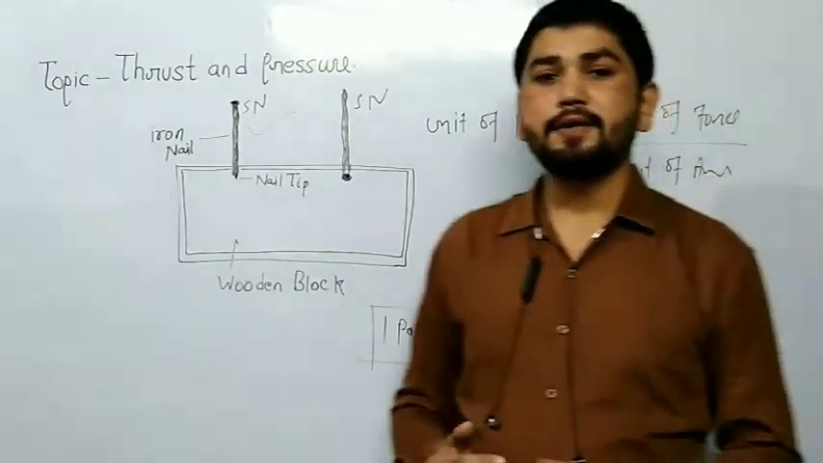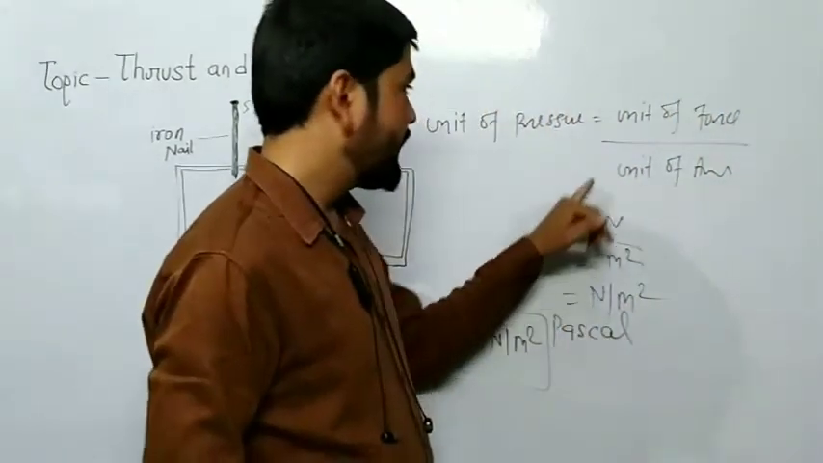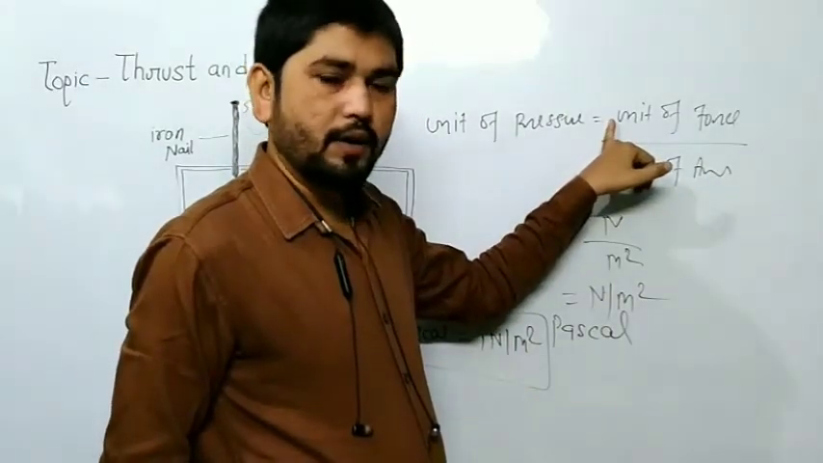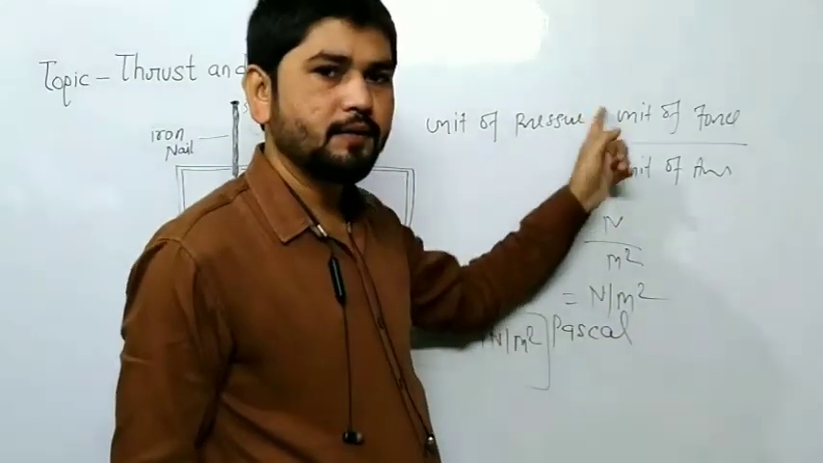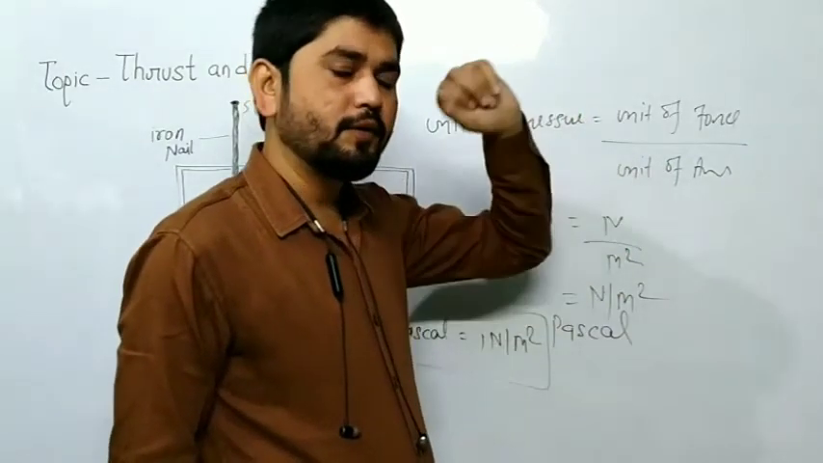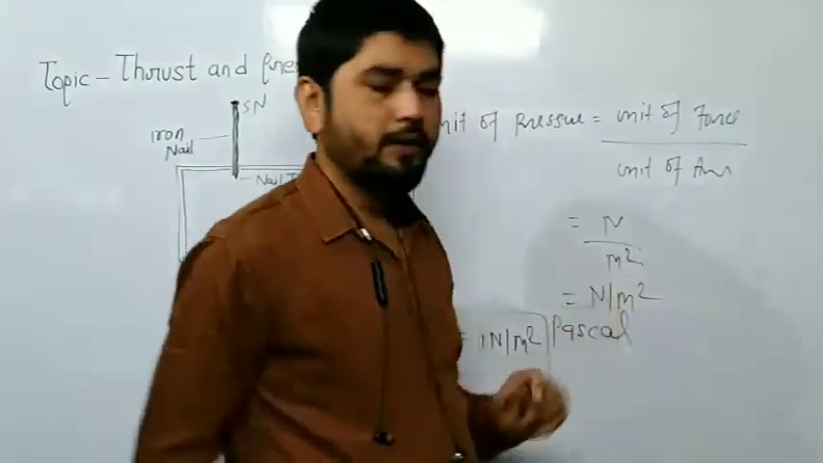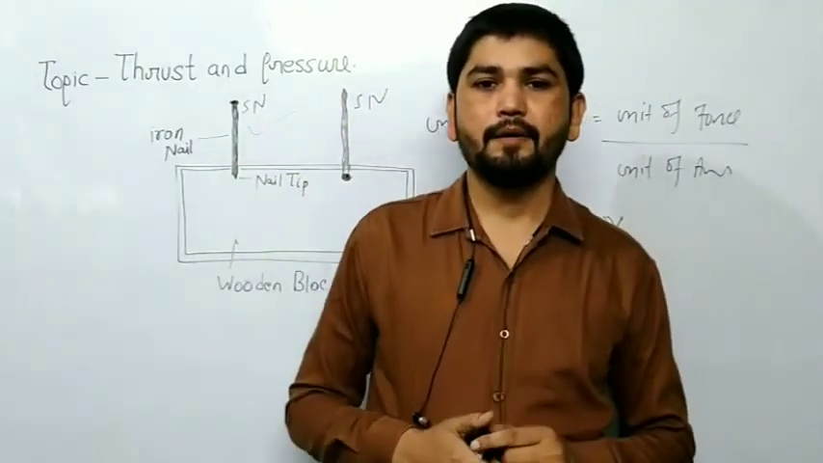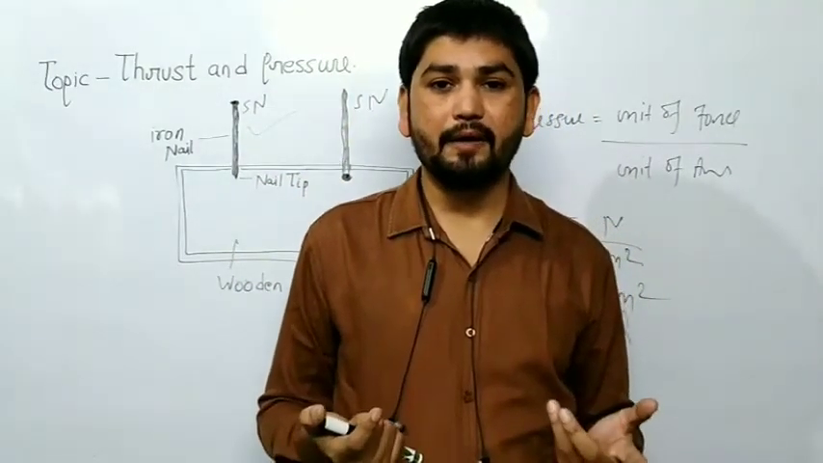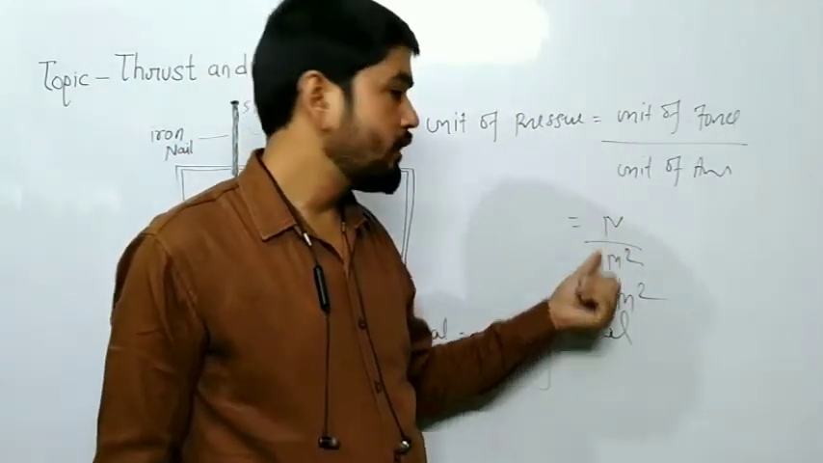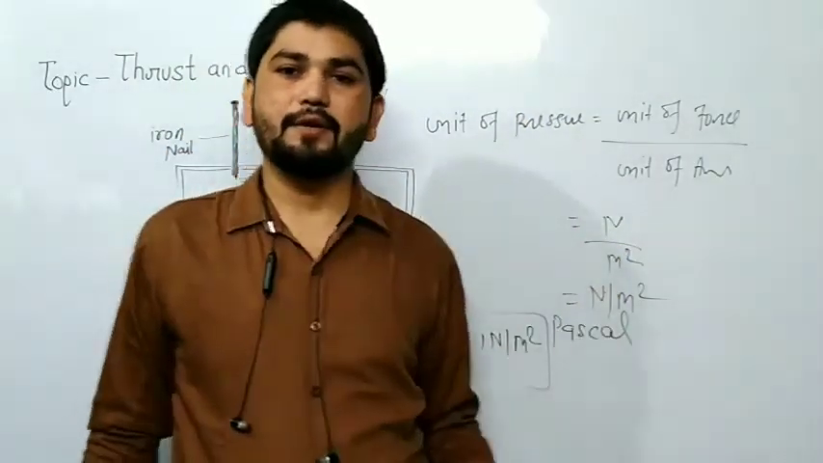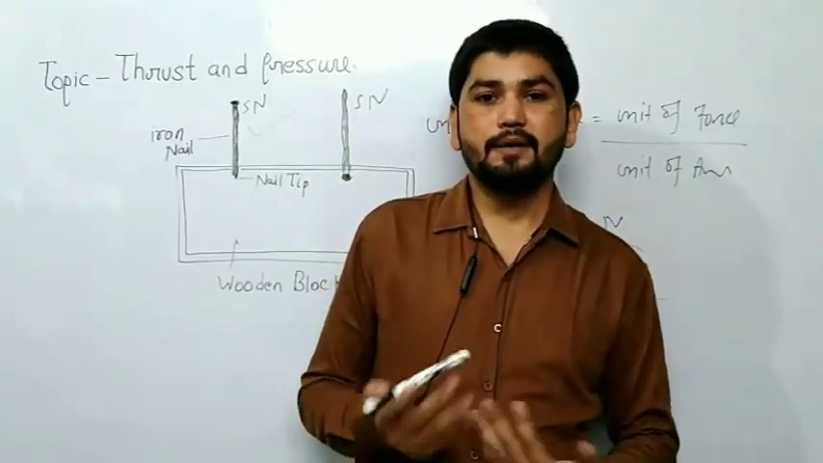And in the CGS system, what will be the unit? The unit of force in the CGS system is not Newton, it is dyne. So the unit of pressure is dyne per centimeter square.